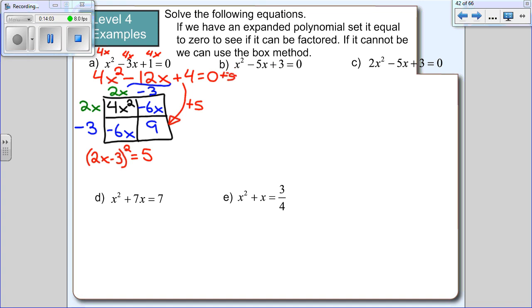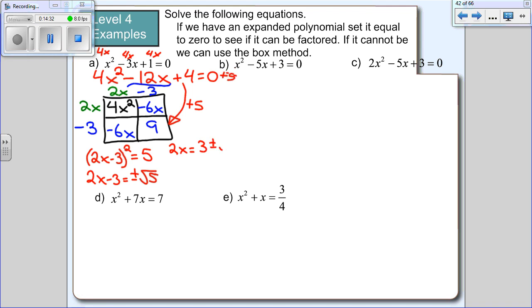He solved this thing. So we would square root both sides, correct? So that would give us 2x minus 3 equals plus or minus root 5. Then we move the 3 over. So I have 2x equals 3 plus or minus root 5.